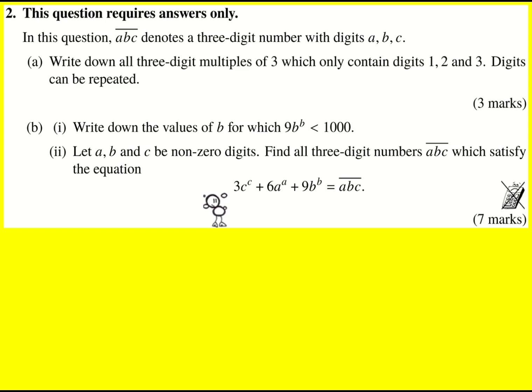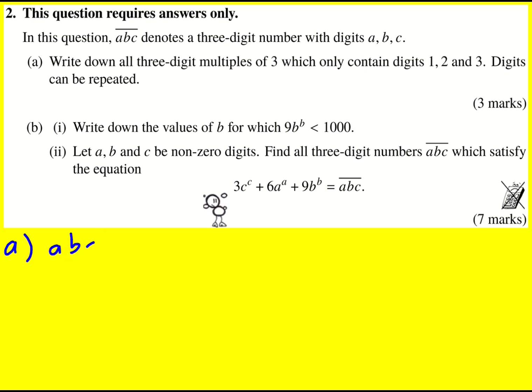This question only requires answers, but we should show sufficient working so that somebody could understand what's going on if they needed to. So I might not be completely rigorous, but I'm going to try and talk through how I would do it. Right, we've got this ABC denotes a three-digit number with digits A, B, and C.